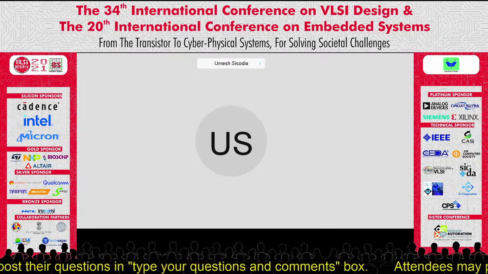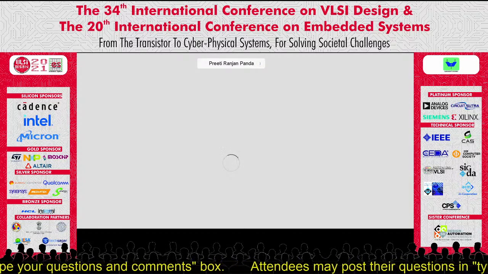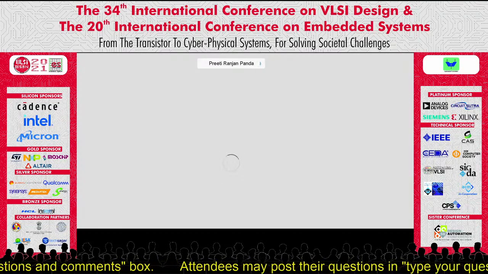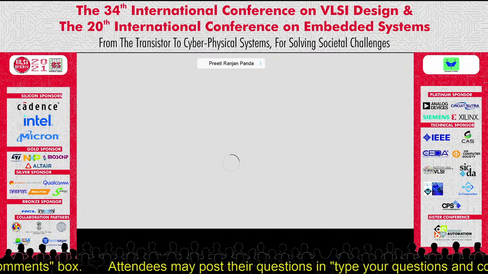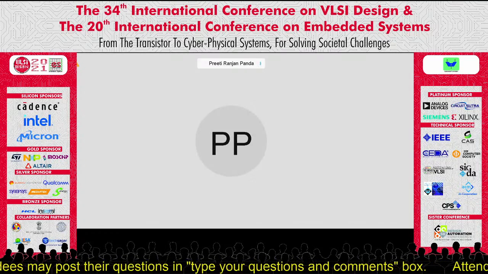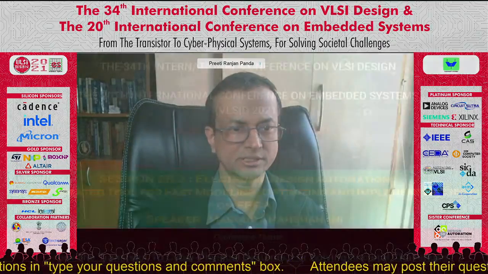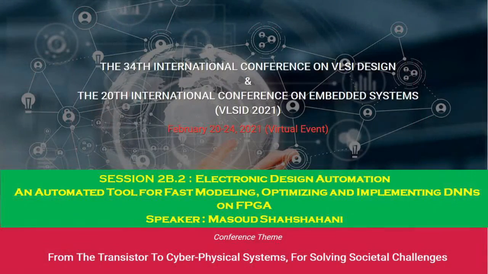Let us proceed with the technical talks of the session. The next paper is titled An Automated Tool for Fast Modeling, Optimizing, and Implementing DNNs on FPGA. The speaker is Masood Shashahani. I think I see him in the list here. And the group is from the University of Texas at Dallas. Masood, can you share your screen and proceed with the presentation?